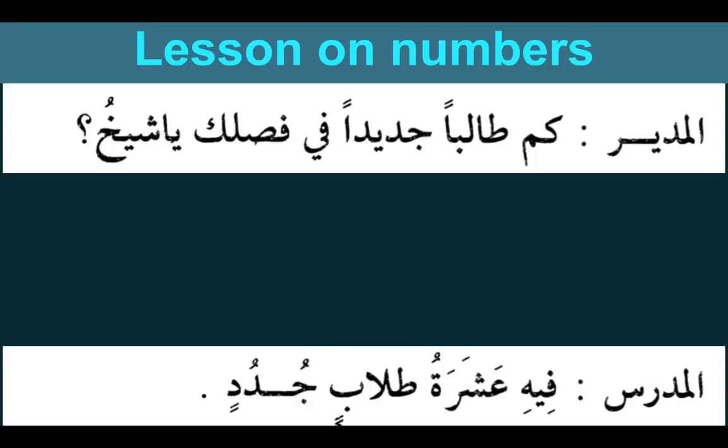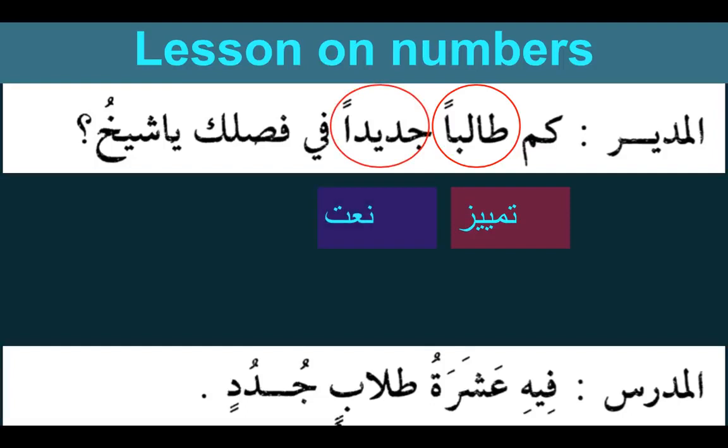So al-mudir is sitting and asking the mudarris, the head teacher is asking the teacher. Say, Kam taliban jadidan. Say, Kam taliban. Taliban is tamiz after kam. So what is jadidan here? It is naat. So Kam taliban jadidan fi faslika. So we know when fi comes, it is a harf jar, ism majroor. So faslika is mudaf and mudaf ilayhi.